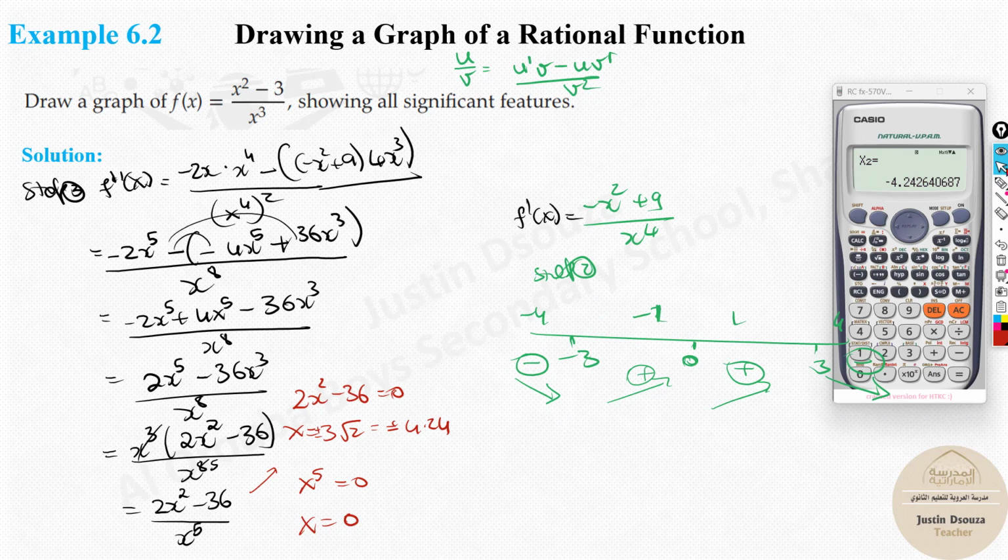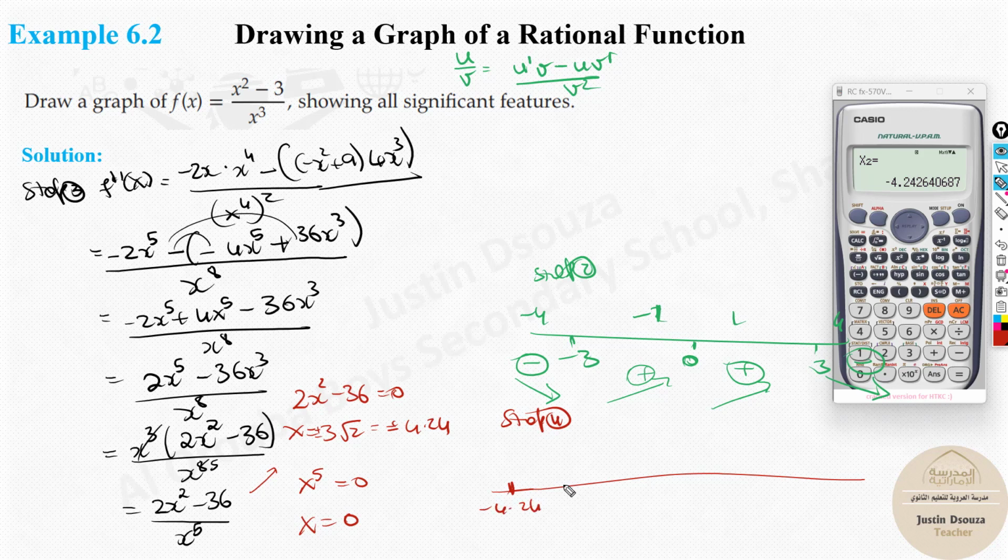Now we need to do the number line, that is step 4 over here. Step 4. This is all step 3. This was step 1, simplification. I'll just erase it. It's not required anymore. That was the first derivative. We derived it again. Now here, just draw a number line. And now if you compare, this was minus 3, so minus 4.24 will be somewhere over here.